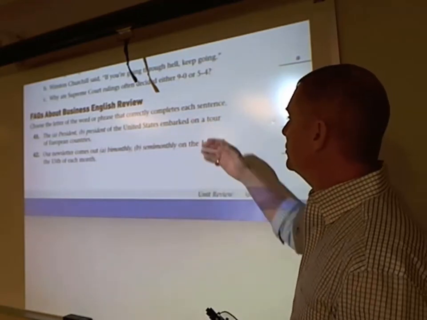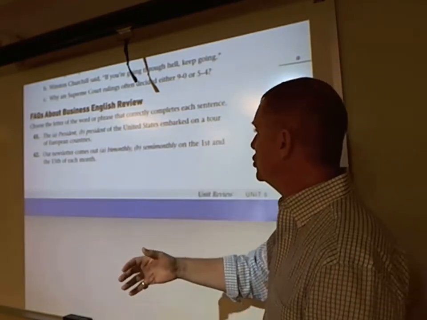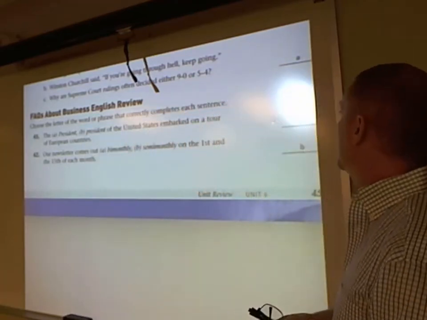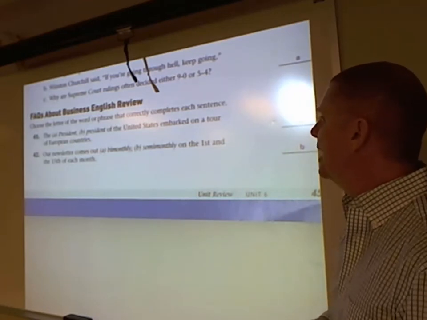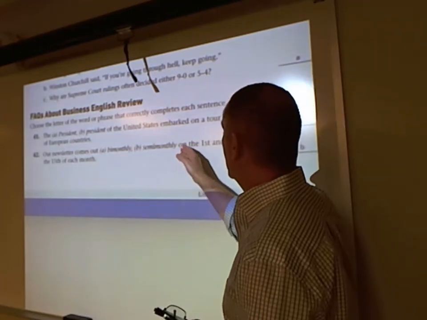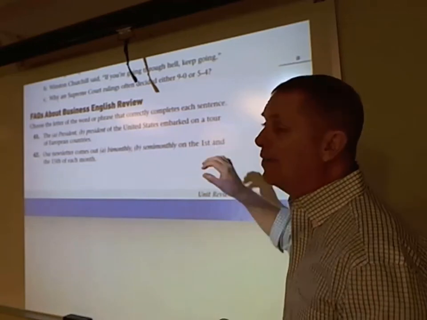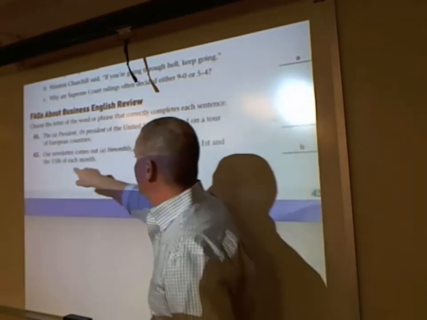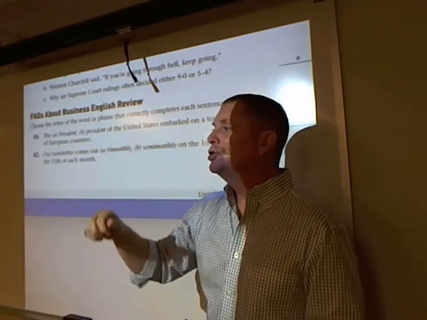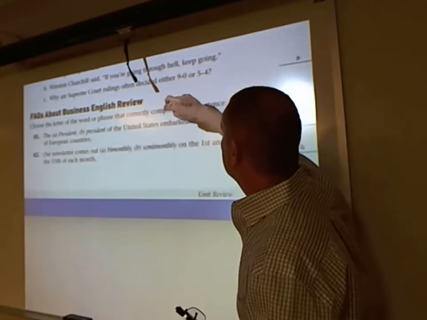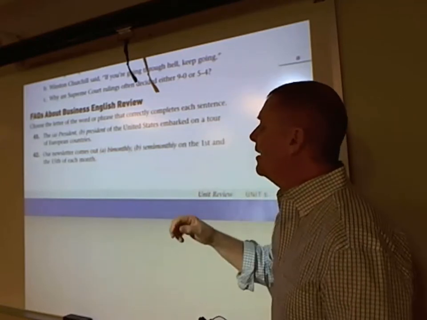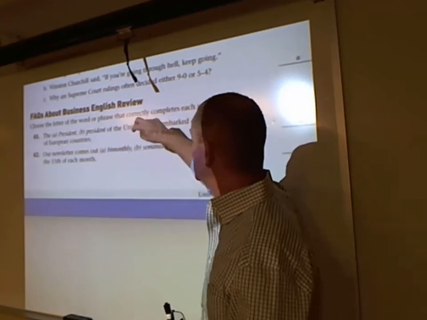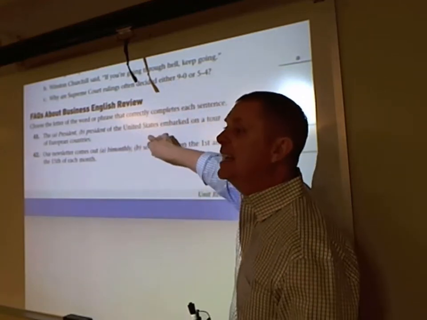Number 42, our newsletter comes out bi-monthly or semi-monthly on the 1st and the 15th of each month. I don't know the answer until I look at this last part. It's on the 1st and 15th of each month, which means it's twice in a month, which means semi. If it were every other month, then it would be bi-monthly. So since it's twice within the same month, it's semi. Bi means every other. Semi means in the same. So letter B is your correct answer on this one.